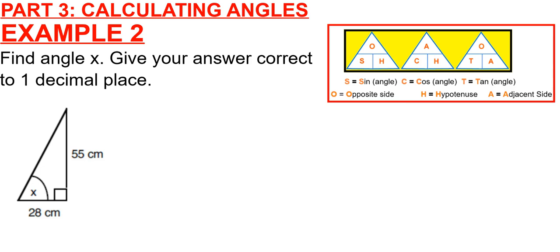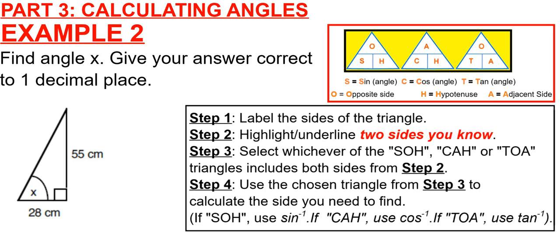Example 2. So again, find angle X. Here's all the steps, so let's have a go at doing it without going through the steps one by one. So you should know by now, first step, always label the sides. Opposite to this angle is the opposite. The longest side is this H. 28 is the adjacent side.